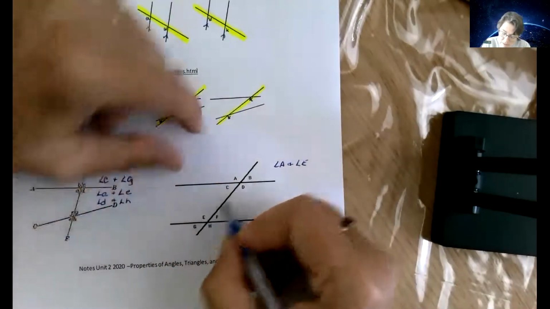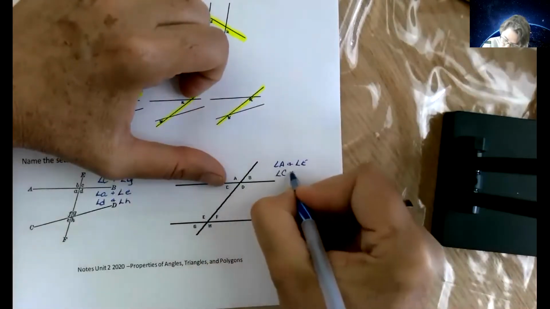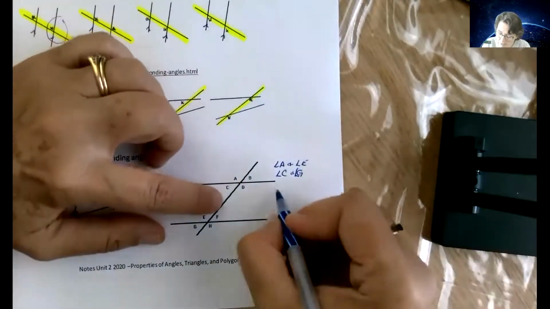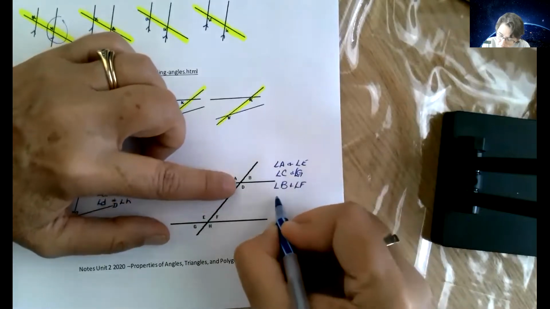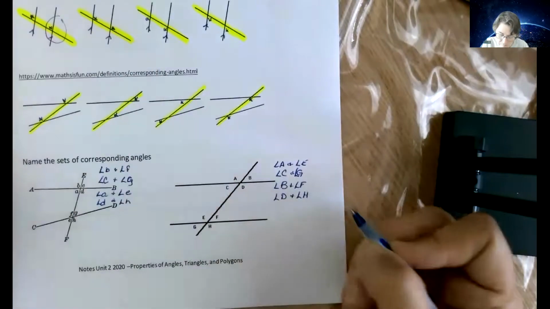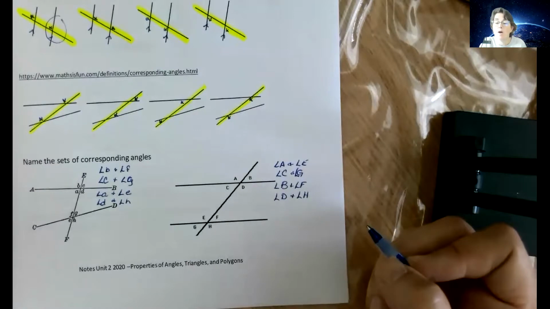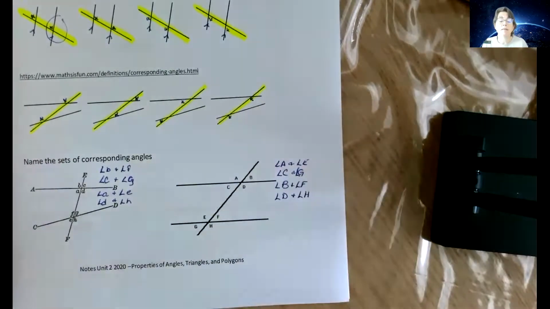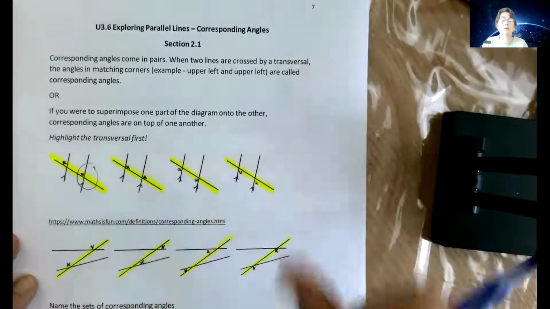So A and E, so this one and this one, C and G, B and F. Oh, they were exactly the same letters. Oh well, good practice anyway. Right, and that is the end of the video, which was number 6, all about corresponding angles.